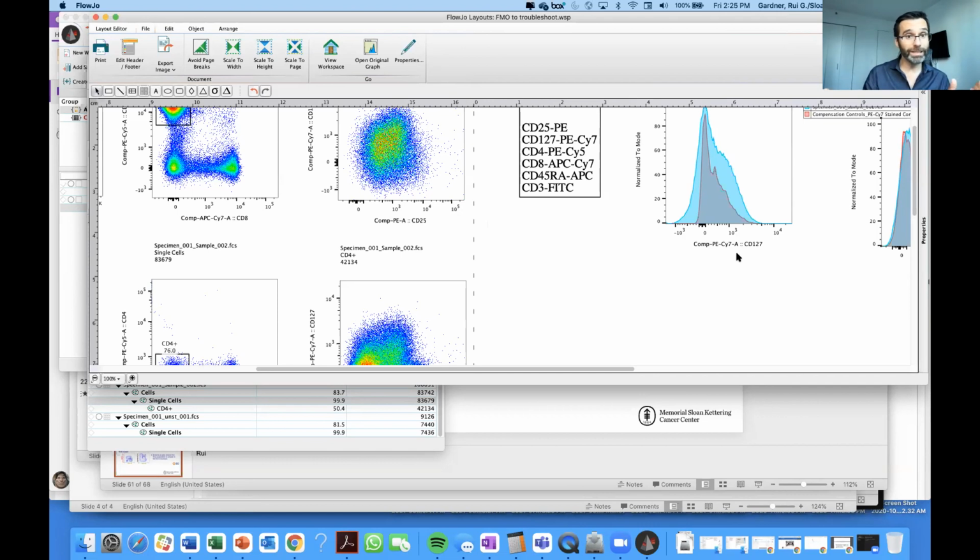But you could use exactly the same strategy. We do suggest to run all of the FMO controls when you're first optimizing your panel.